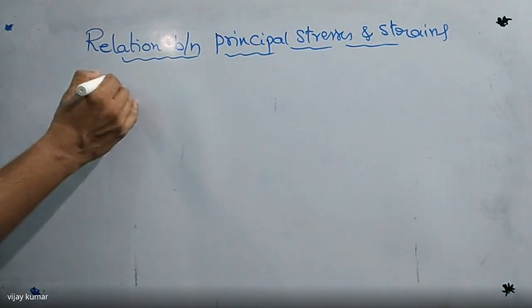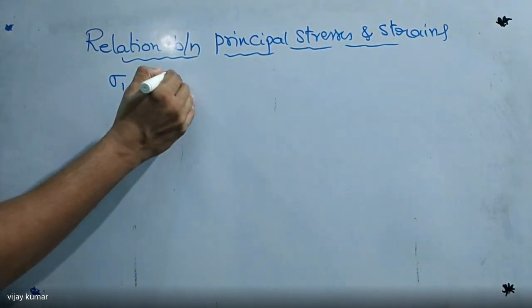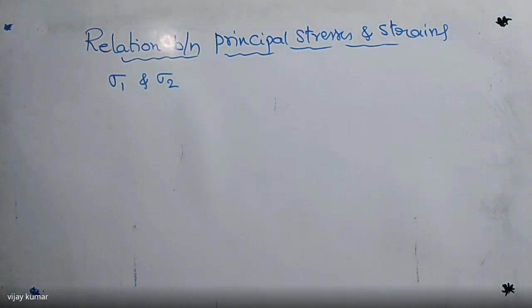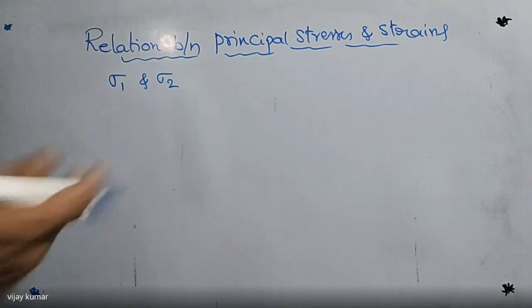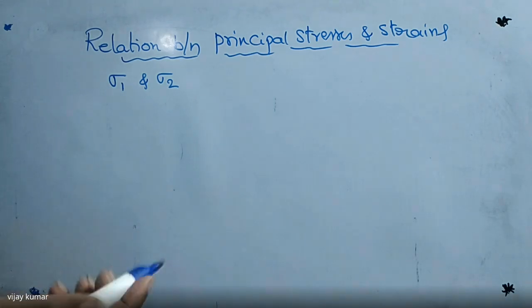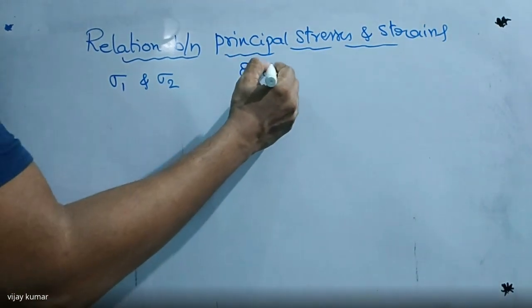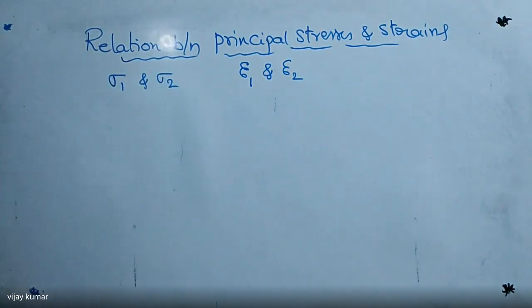So first of all, sigma 1 and sigma 2 are the two principal stresses. One is maximum and the other is minimum. We know that. I know how to calculate the maximum and how to calculate the minimum. Same as that, epsilon 1 and epsilon 2 are the two principal strains. Now you get my point? Right. Now here I am going to write the relation between principal stresses and strains in one dimensional, in two dimensional, and three dimensional also. But here we are going to deal up to two dimensions only.